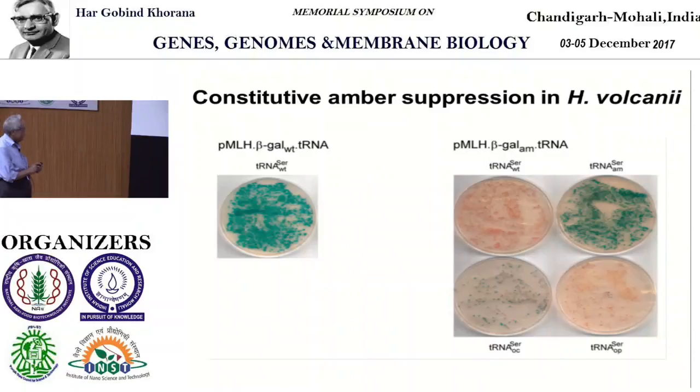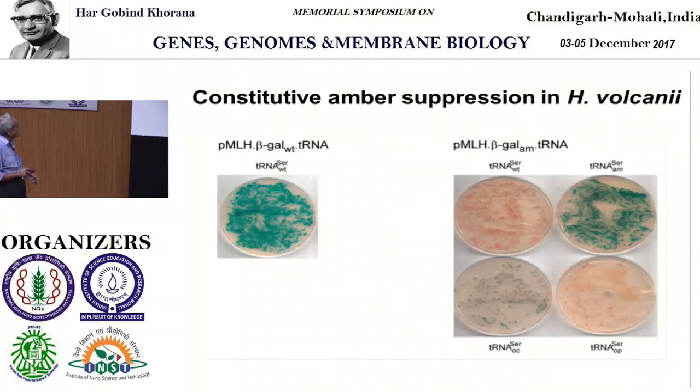And indeed, for this, beta-galactosidase is now being used as a reporter. If we put beta-galactosidase with an amber mutation in there and also express an amber suppressor tRNA, you get suppression. So there's nothing wrong with archaea. Archaea will actually allow suppressor tRNAs to function.